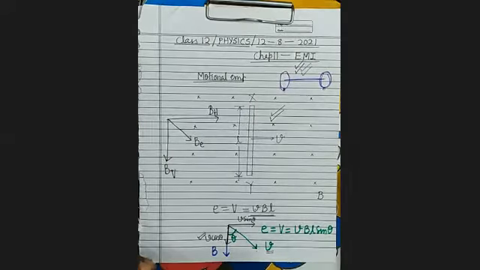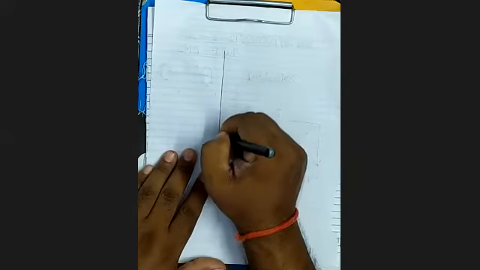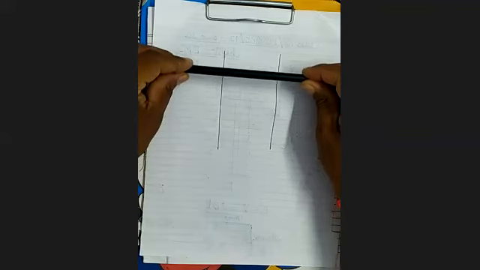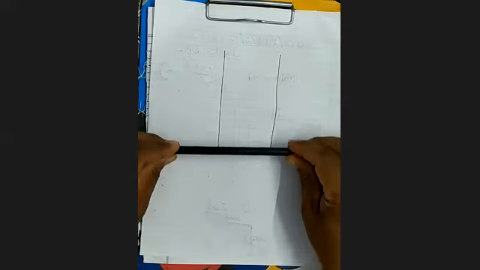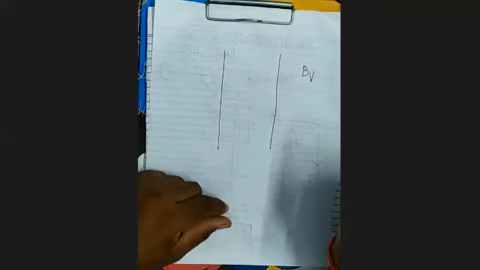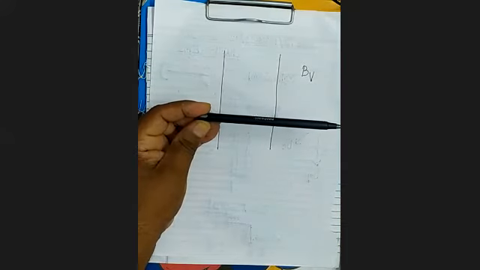So you can see that the axle is moving parallel to the rails. This is one rail and this is another rail. The axle is moving parallel to the rail. Therefore it is cutting which flux lines? It is cutting the vertical component of Earth's magnetic field. Therefore an EMF is induced across it because of the cutting of the flux lines of the vertical component of Earth's magnetic field.